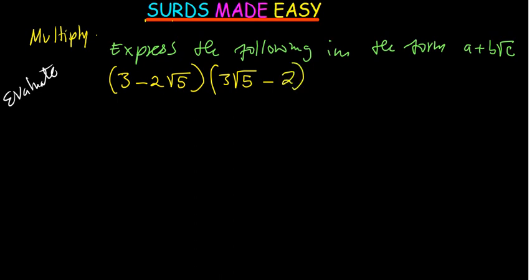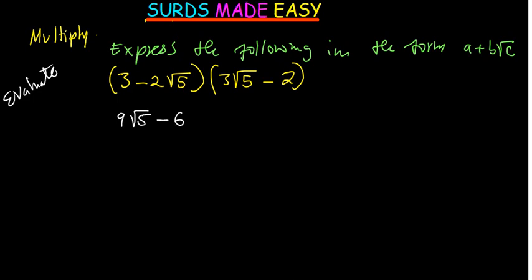We want to express it in the form a plus b root c. First thing that we're going to do is we multiply 3 by 3 root 5. Remember, if this is a constant, it just multiplies the one which is outside. So that is going to be 3 times 3, which is a 9, and then you're going to have a root 5. And then this 3 will multiply with a negative 2, that will be a negative 6.